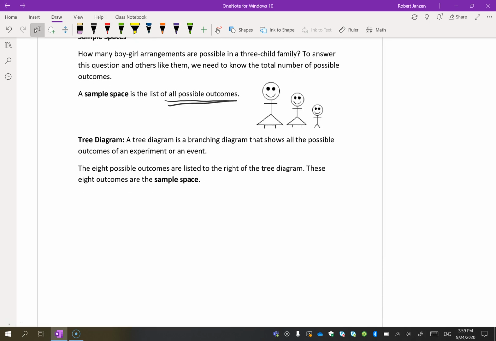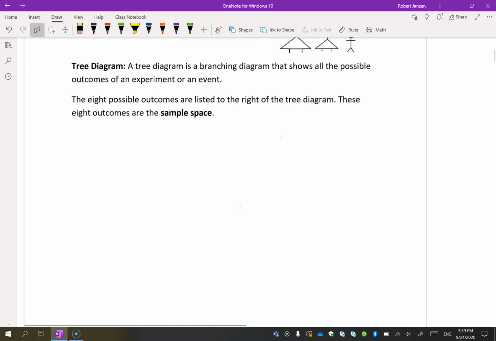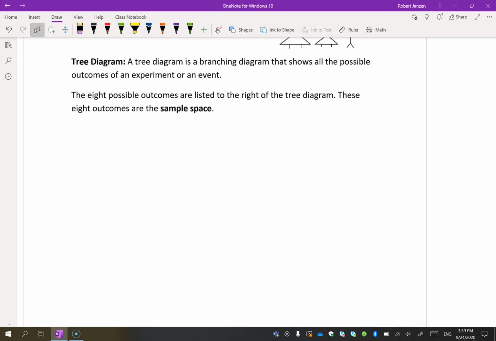Okay, another part of this is something called a tree diagram. We can use a tree diagram to show the sample space. So let me show you what that looks like. If you think of 3 children, so first child could be either a boy or a girl. Okay, so we can put like first child here. Then second child. Now, it depends if they had a first child as a boy or a girl first. So take a look here.